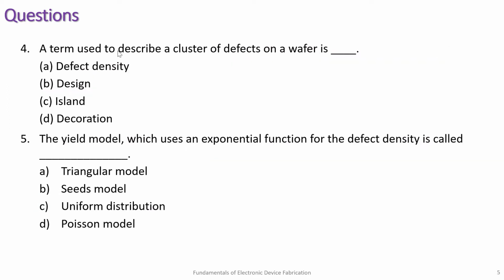A term used to describe a cluster of defects on a wafer is. This is actually discussed during the video. If you have gone through the video, it's mentioned. Whenever we have a wafer, instead of the defects being randomly distributed throughout the wafer, usually the defects will be in one particular location. They will be scattered in one similar region. So what is the term used to define this cluster of defects?